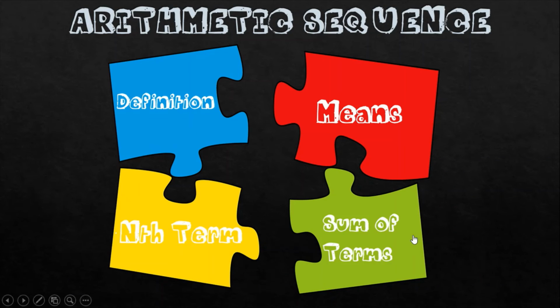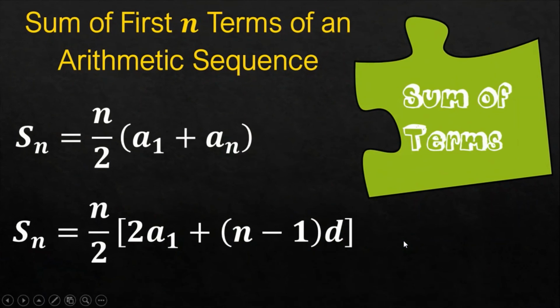Let's have the last part of our review. And that is the sum of the terms of an arithmetic sequence. So, to find the sum of the first n terms of an arithmetic sequence, gagamit tayo ng dalawang formula. So, we have S sub n, S representing the sum of the n terms, equals n over 2 times a sub 1 plus a sub n. And we also have S sub n equals n over 2 times the quantity 2 a sub 1 plus quantity n minus 1 times d.